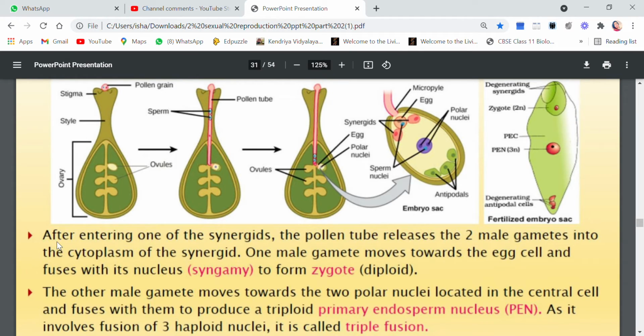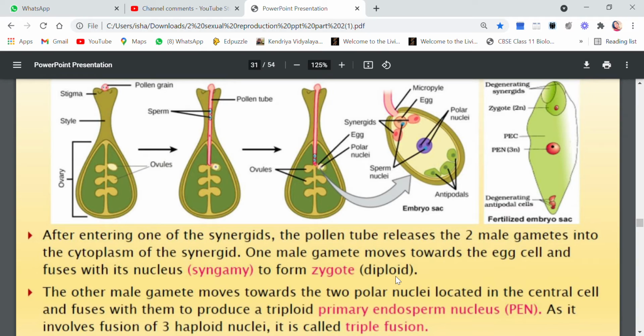Now, after that, what happens? See, the pollen tube has entered into one of the synergids. So what will happen? The tube releases the two male gametes. Two male gametes are released into the cytoplasm of the synergid. One male gamete moves towards the egg cell and fuses with its nucleus, which is called syngamy, and this will give rise to a diploid zygote.